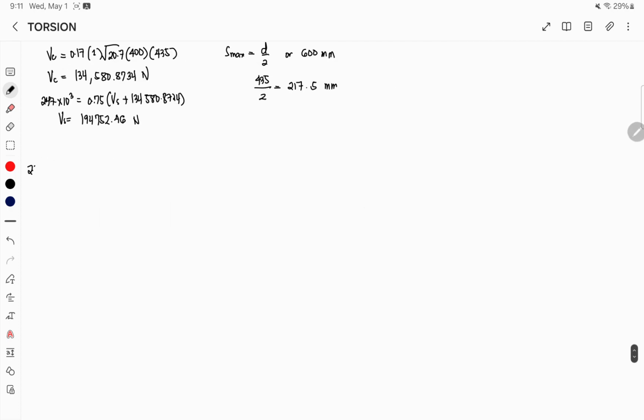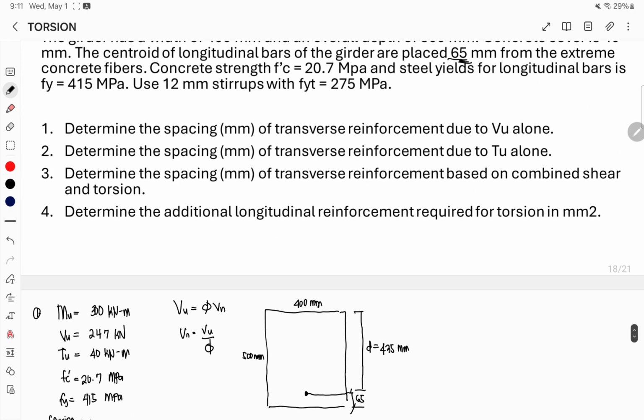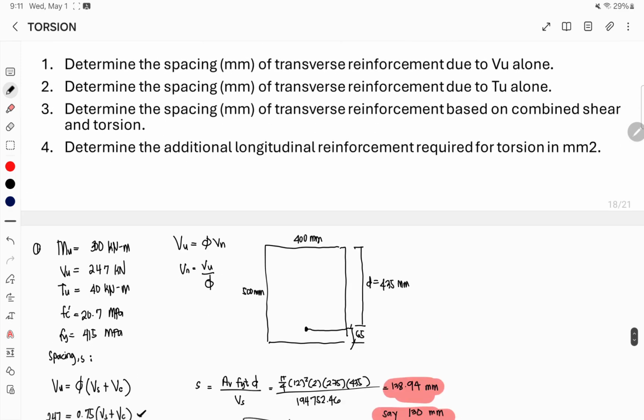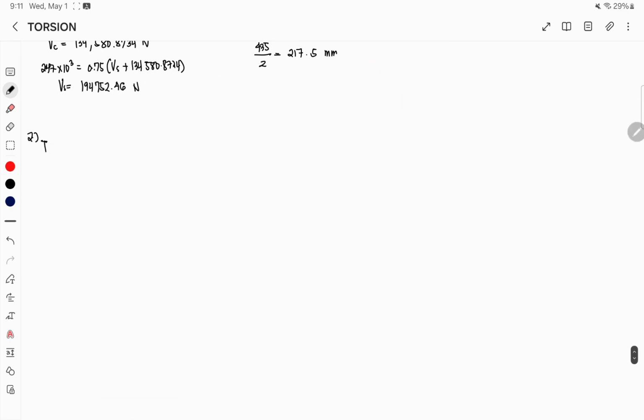For number 2, determine the spacing of transverse reinforcement due to Tu alone. We have the value of Tu equal to 40 kilonewton meter.